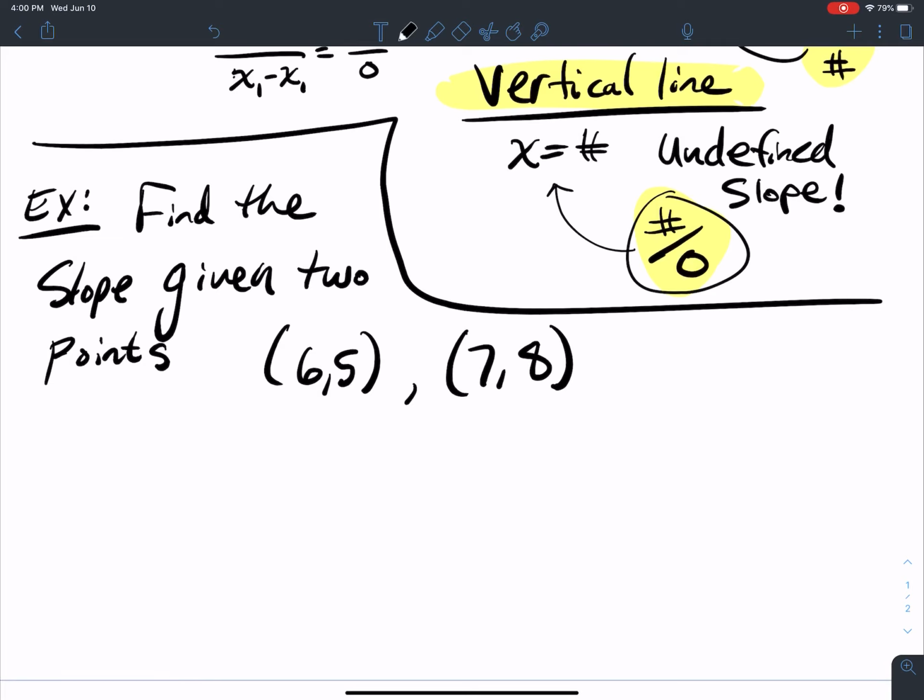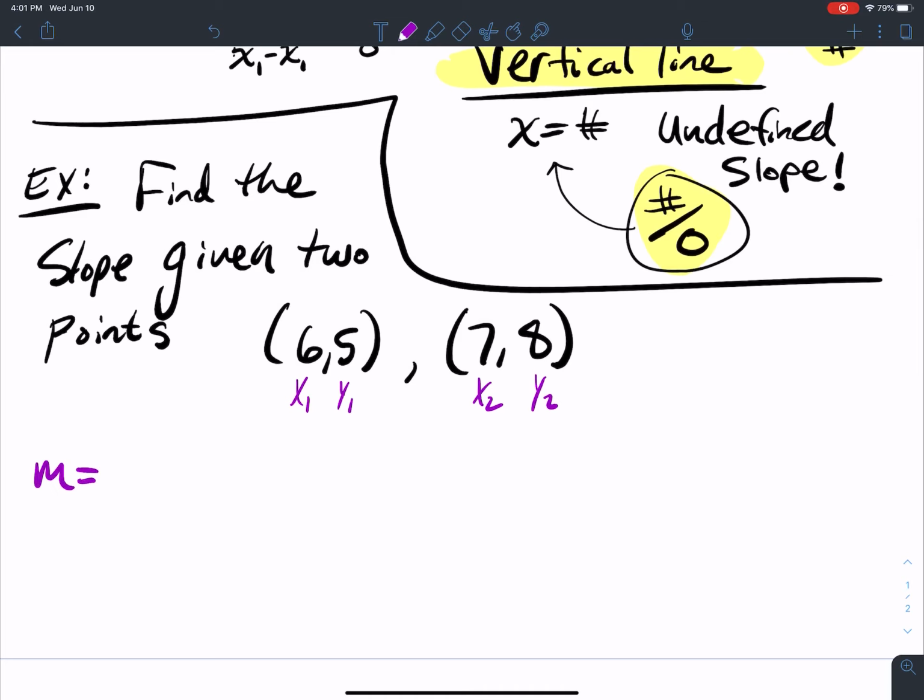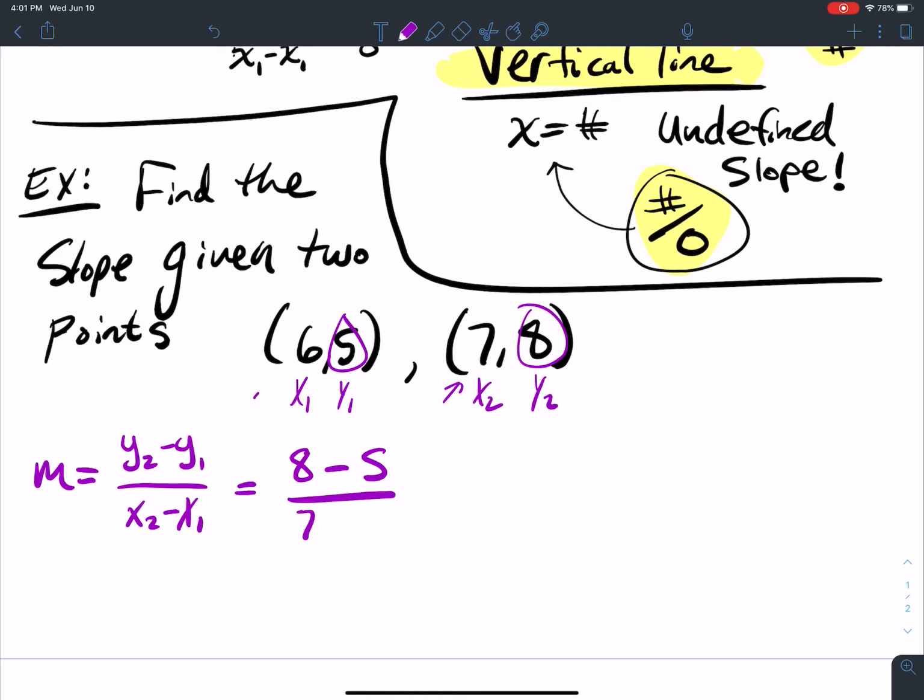Okay, how do we do this? Well, the first thing I want to do is label my points x1, y1, x2, y2. And I go back to my formula. Slope is rise over run. It's y2 minus y1 over x2 minus x1. So what does this equal? y2 is 8 minus y1 is 5, divided by x2 is 7 minus x1 is 6. So this is 3 over 1, which is 3. So my slope here is 3. Okay? So it's steep in the positive direction.